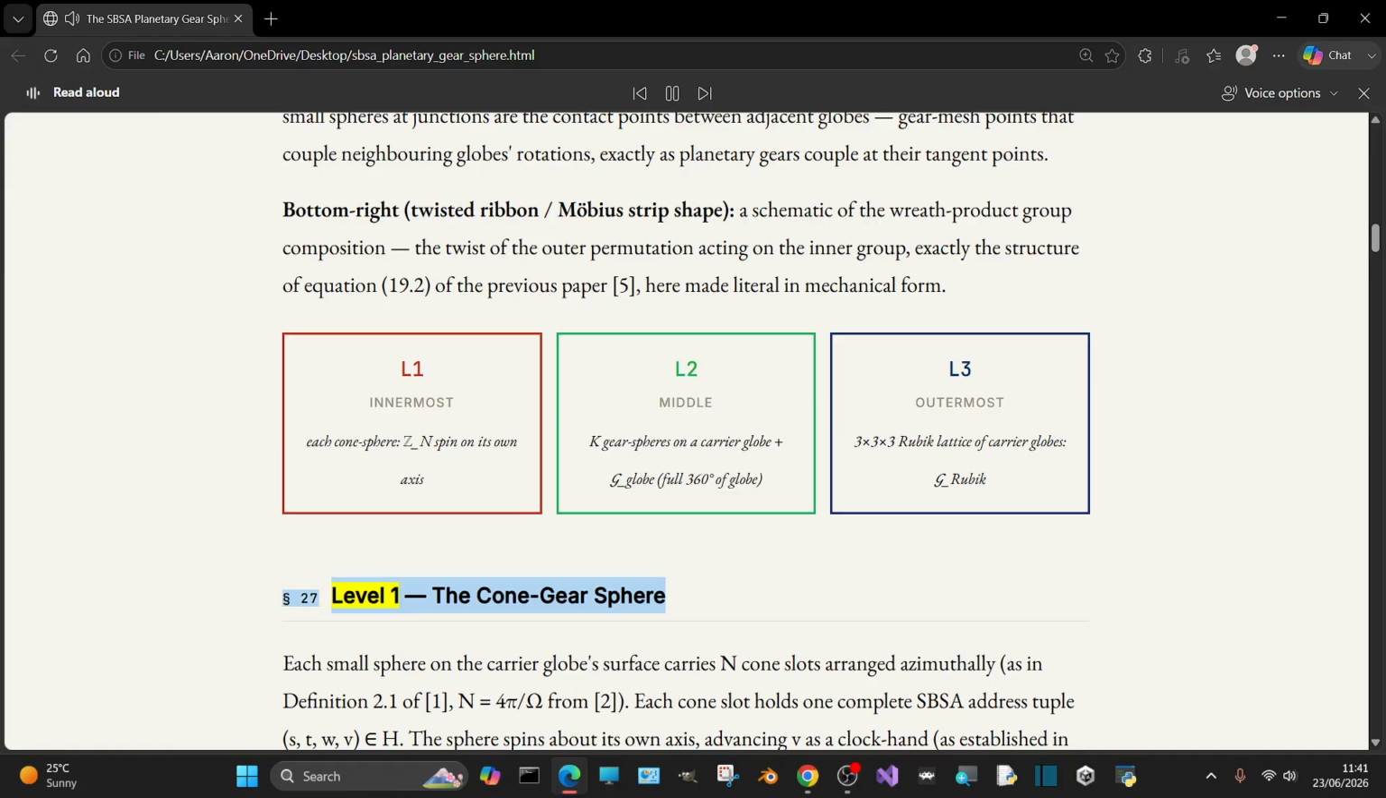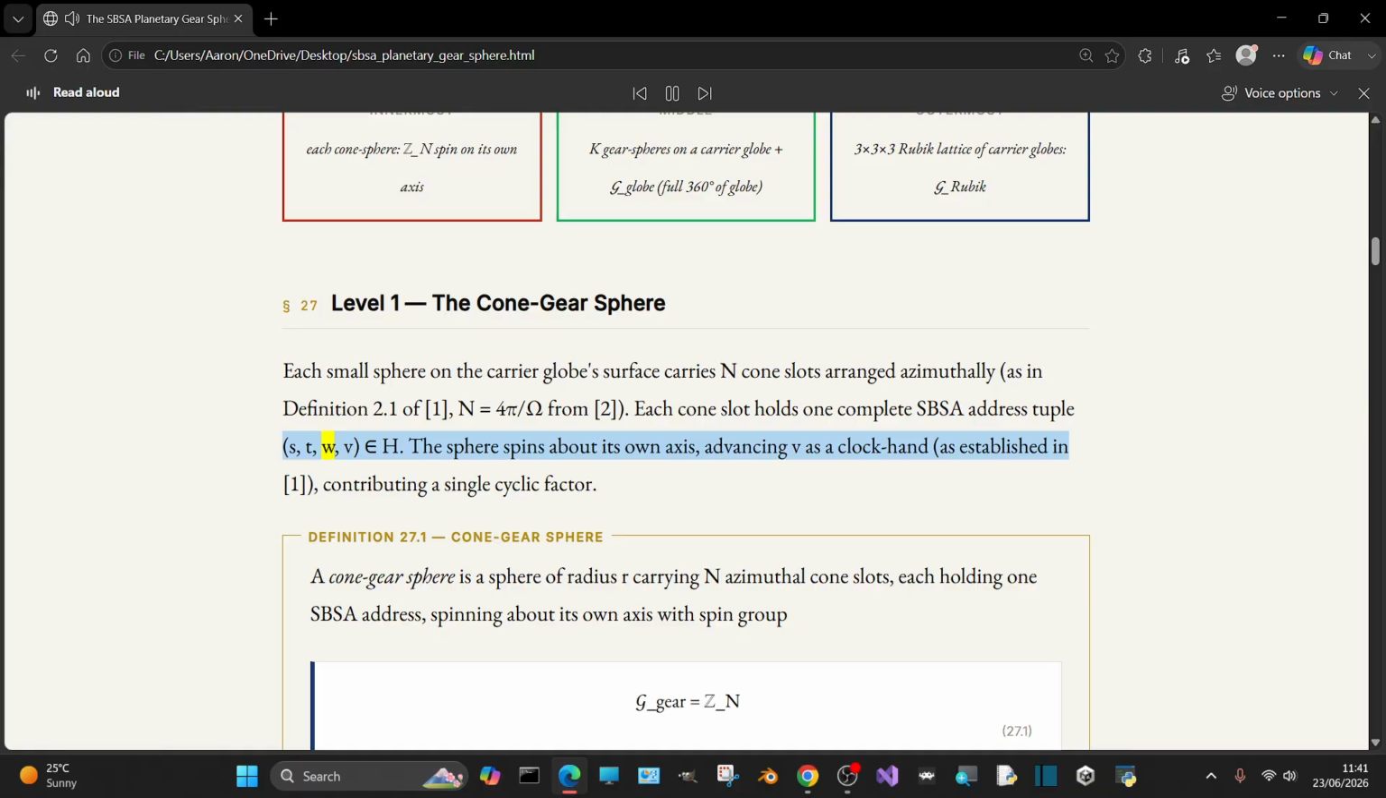Section 27. Level 1, the cone gear sphere. Each small sphere on the carrier globe's surface carries n cone slots arranged azimuthally, as in definition 2.1 of paper 1, n equals 4 pi omega from paper 2. Each cone slot holds one complete SBSA address tuple (S, T, W, V) belonging to H. The sphere spins about its own axis, advancing V as a clock hand as established in paper 1, contributing a single cyclic factor.